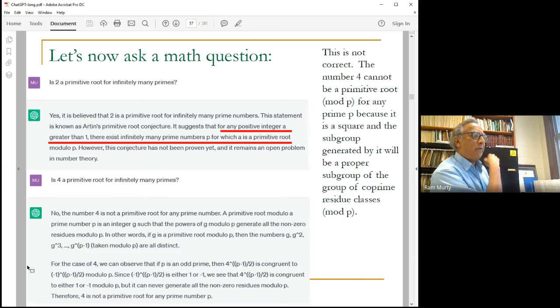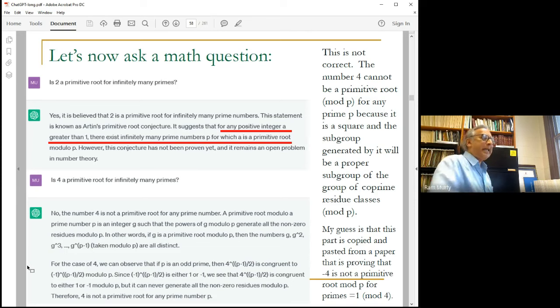For the case of 4, we can observe that if p is an odd prime, then 4 to the (p minus 1) over 2 is congruent to minus 1 to the power (p minus 1) over 2. I don't know where it got this thing from. And since minus 1 to the power (p minus 1) over 2 is either 1 or minus 1, we see that 4 to the p minus 1 is congruent to 1 or minus 1. It can never generate all the residue classes. 4 is not a primitive root. This is garbage, actually. My guess is that this part is copied and pasted from a paper that is proving that minus 4 is not a primitive root mod p for primes congruent to 1 mod 4.